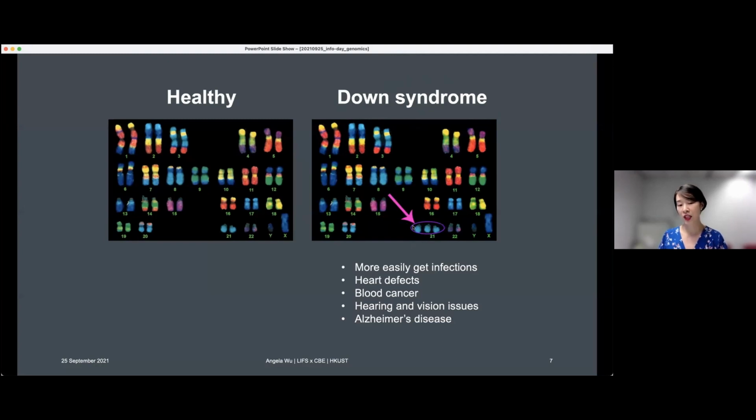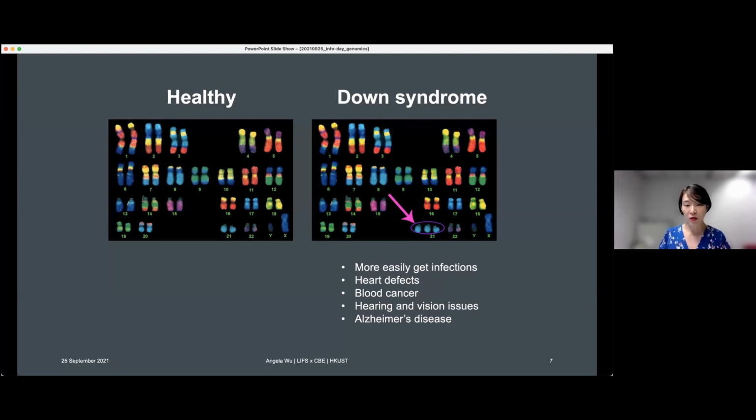This chromosome 21 is just a part of the genome. So you can see all the rest of this person's genome is the same as a healthy person, but the chromosome 21 has an extra copy right here. And so what happens when you have extra chromosome 21 in Down syndrome is these individuals get infections more easily. They're also more likely to get heart defects, and they're also more likely to get blood cancer at a younger age. They'll often be born with hearing and vision issues or develop them later. Plus, they have a higher chance and also earlier onset of Alzheimer's disease. So these are all very problematic, as you can imagine.